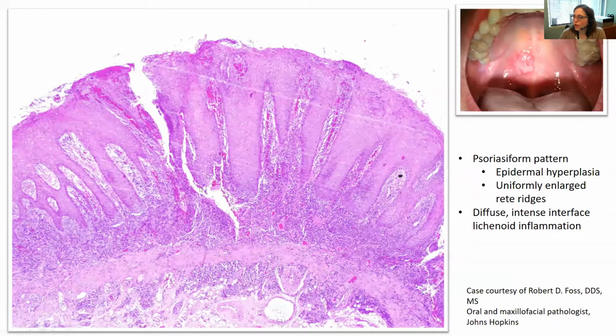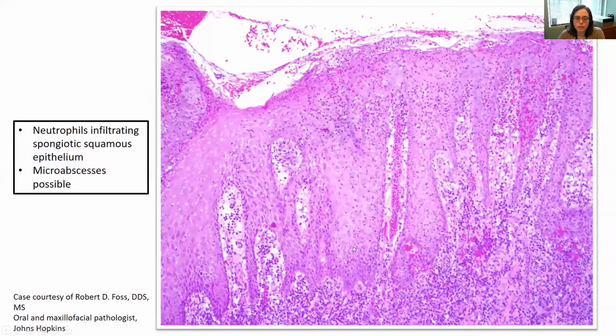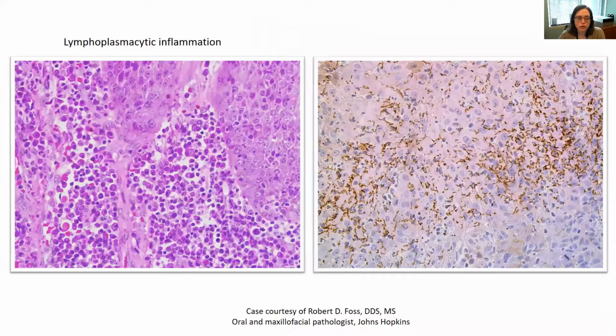You can see a psoriasiform pattern of epithelial hyperplasia in the squamous mucosa with uniformly enlarged rete ridges and this diffuse lichenoid lymphoplasmacytic inflammation underneath the squamous epithelium, with a couple of areas showing neutrophils infiltrating a very edematous squamous epithelium with a couple of microabscesses here and there. On close inspection, you can see the prominence of plasma cells, and this is an immunostain for syphilis showing a nice infiltration with the organisms.